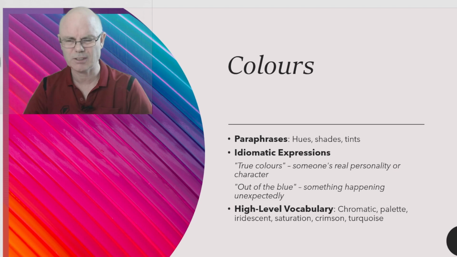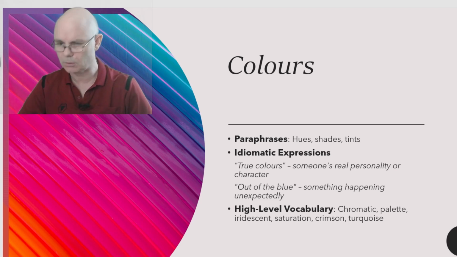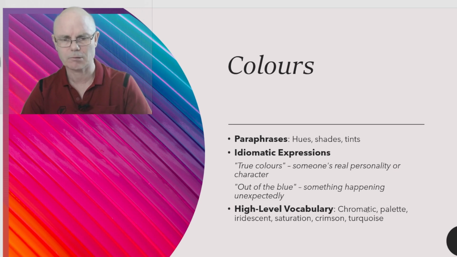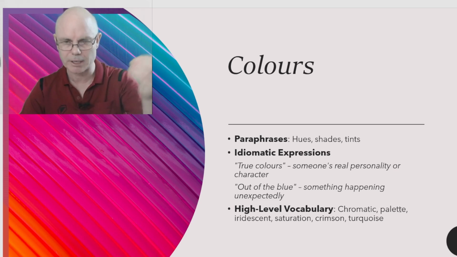High-level vocabulary. I think we've done enough. Chromatic. I don't know what most of these words are. Well, I sort of do, but not well enough really to explain them well. If you're into photography, there's a whole lot of words that come to do with that. Like, okay, chromatic, I can't really remember, but chroma's to do with color. The palette is like if you're painting or whatever, it's the range of colors you have available. Iridescent, I think that's to do with lighting.